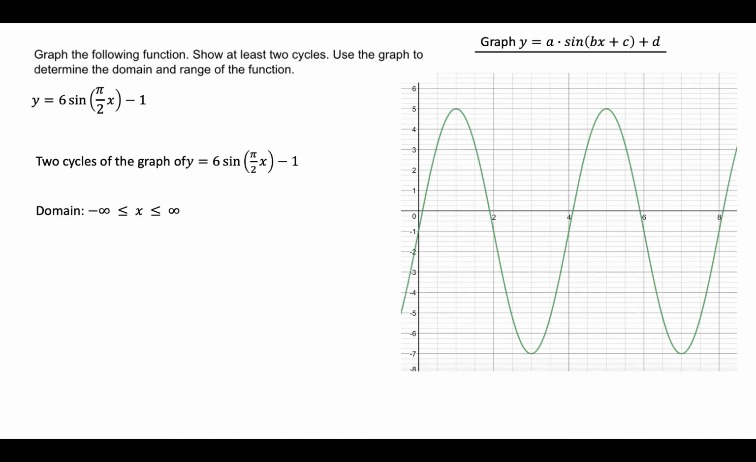But the graph of y equals 6 times the sine of pi over 2x minus 1 would actually continue without bound. So the domain for the function would actually be negative infinity to positive infinity, or all real numbers. The range would be from minus 7 to 5. The amplitude for this function is 6, the period is 4, and the phase shift is 0.